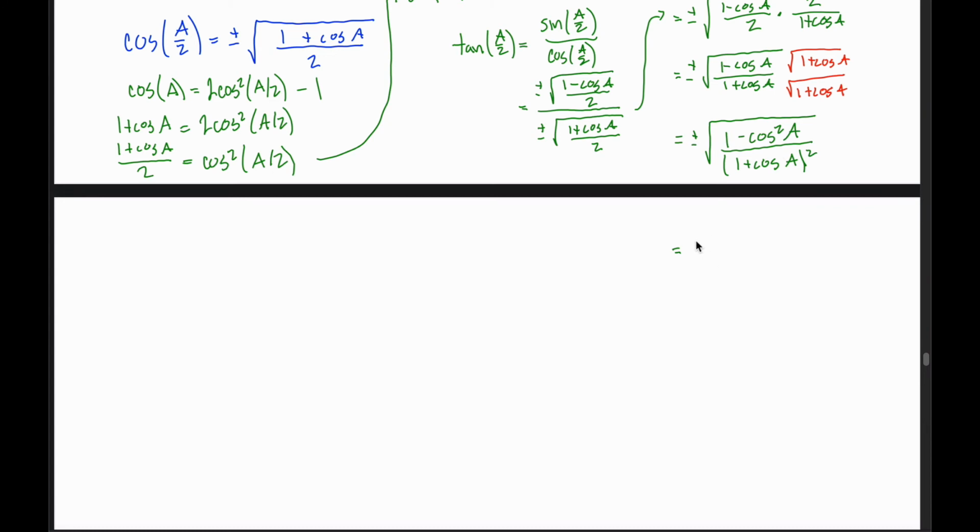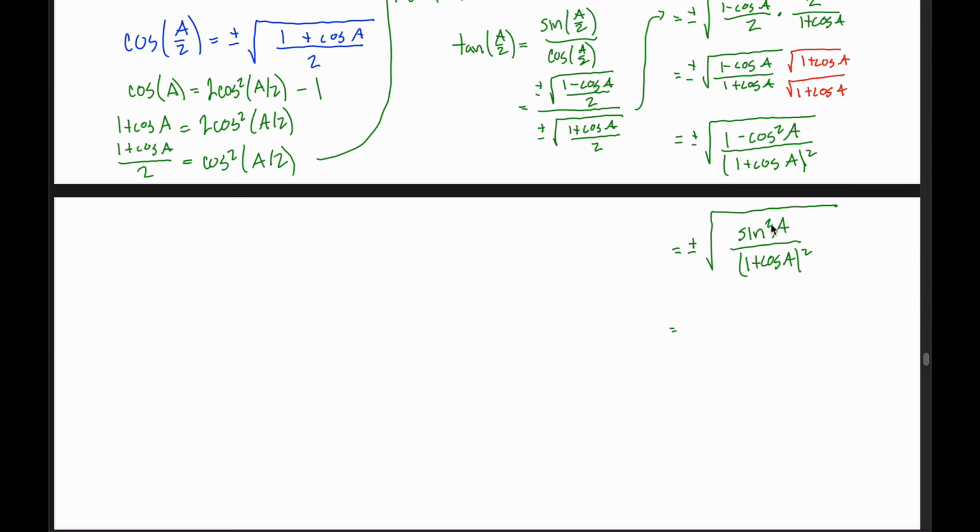What I'm saying is I have plus or minus the square root of the sine squared of the angle A divided by 1 plus cosine of A squared. Now the top and the bottom are something squared, and I'm taking the square root of something squared. Those can cancel each other out. And actually something else happens really nice.